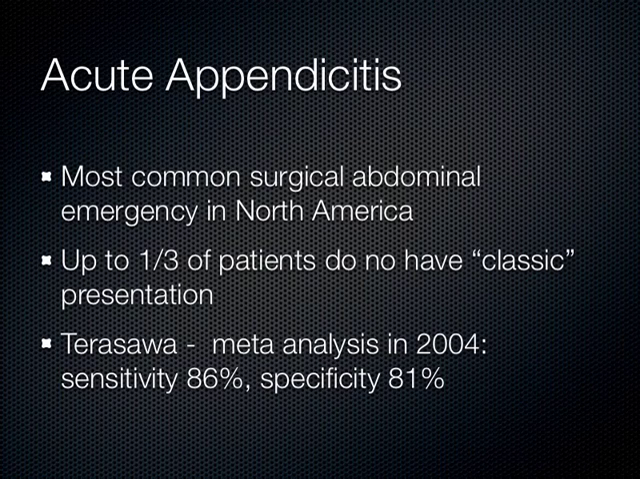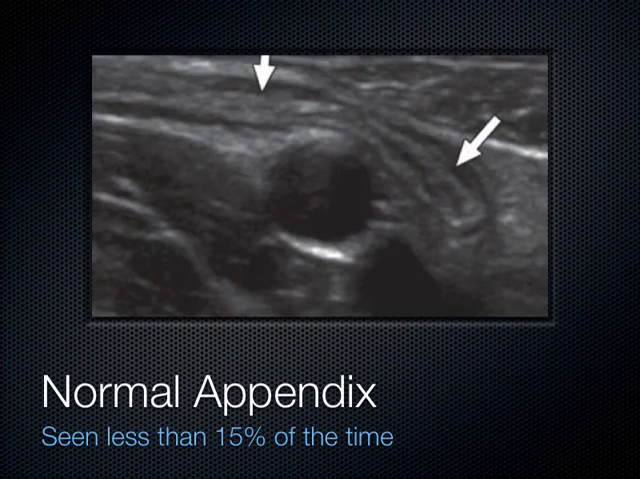Now, if we could get good with ultrasound and see a true appendicitis on ultrasound, we could avoid the need for a CT scan, especially in a younger patient. The average age of somebody who gets appendicitis is 27 years old. Terasawa, the author, did a meta-analysis a long time ago, 6 years ago, back when the ultrasound machines weren't as good, and found that in the hands of radiology, ultrasound had a sensitivity of 86% and a specificity of 81%. The reason for its low specificity is because we never see this on ultrasound.